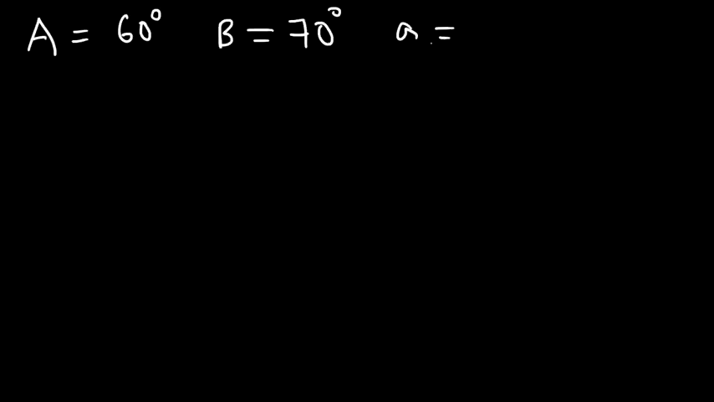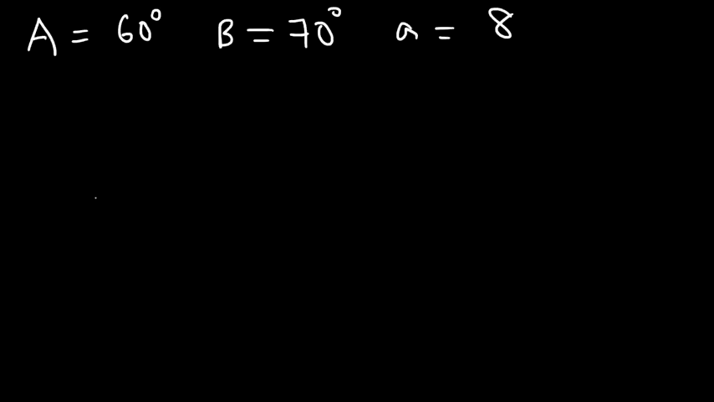So let's work on an example. Let's say we're given angle A, which is 60 degrees, and angle B, which is 70, and also side A. Let's say side A has a length of 8. Go ahead and solve the triangle. So you want to find everything that's missing. You want to calculate angle C, side B, and side C.